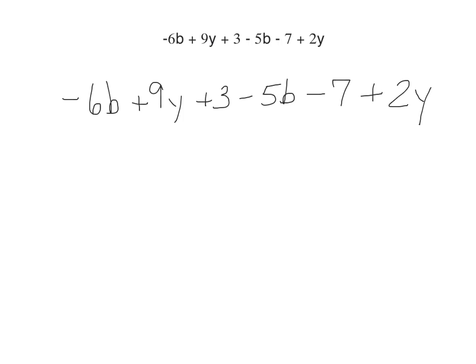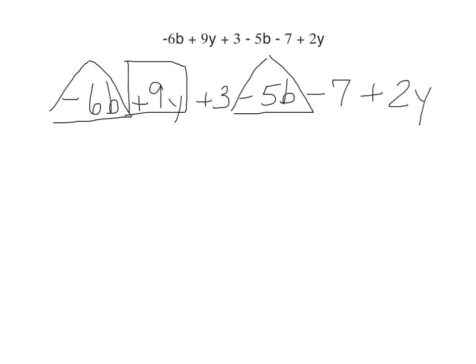So I'm going to notice all the terms that are similar. I notice the b term, the y term, and I notice that we have a couple of constants. So I'm going to do triangles around my b's. And again, I'm going to include the sign in front. That sign in front tells me what to do. And then I'm going to draw squares around my y terms. Again, you could draw any shape you like. And then I'm going to do circles around my constants. I have a 3 and a negative 7. So combine things that look the same.